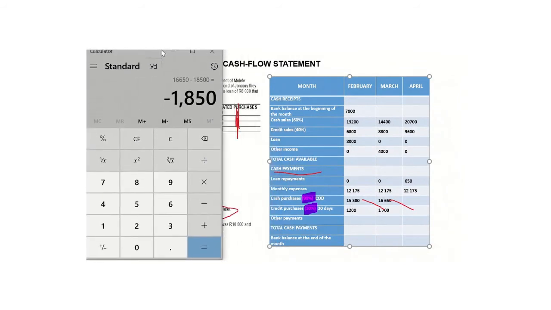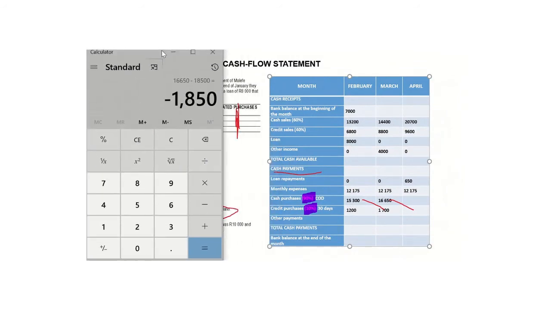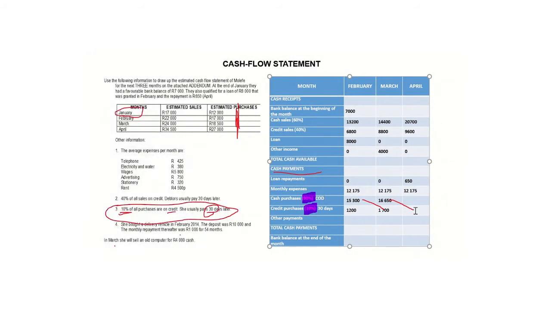It will be paid to the creditors. Now, creditors are also called suppliers. So it must be paid to our creditors or suppliers in April. So we're gonna capture it in April. How much is it? 1,850. So you see my trend line.